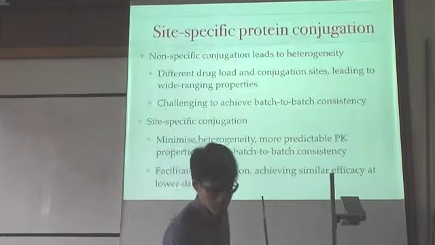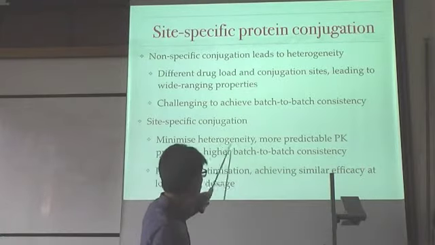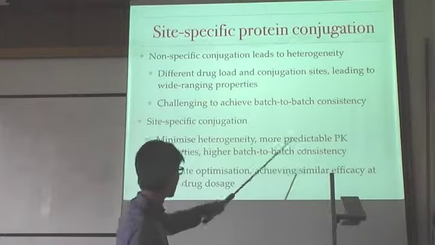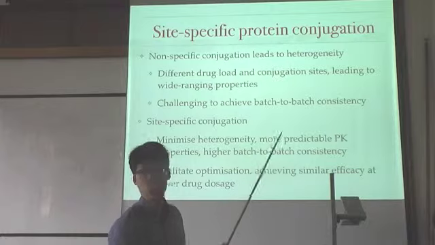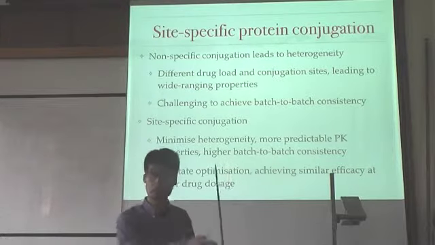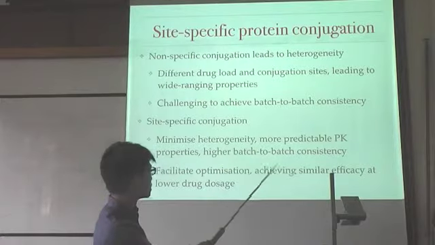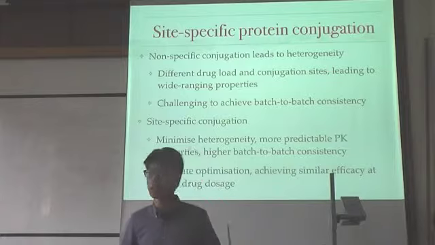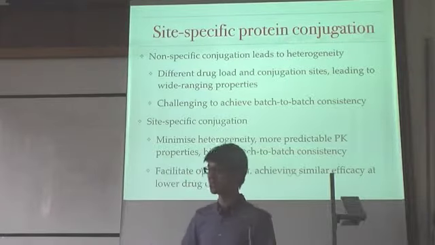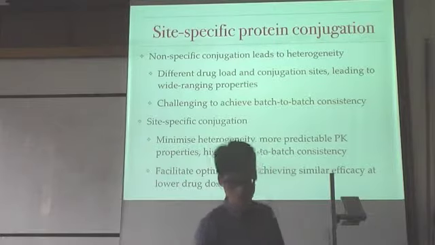Very important. Yeah, so site-specific conjugation would minimize heterogeneity, give more predictable pharmacokinetic properties, and much higher consistency when you manufacture these drugs batch-to-batch. It will also facilitate optimization, achieving similar efficacy at a lower drug dosage, which means there's less chance for the patient to suffer from cytotoxic effects by having too many cytotoxic drugs in your body.